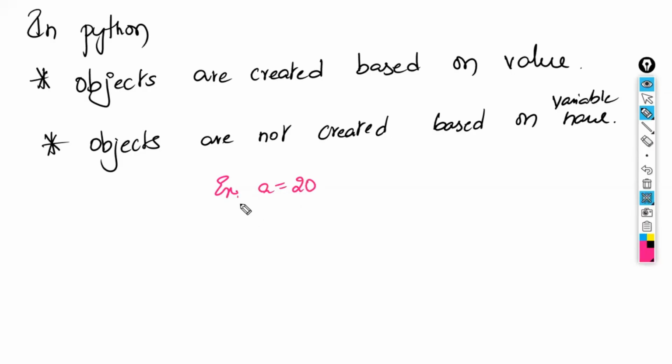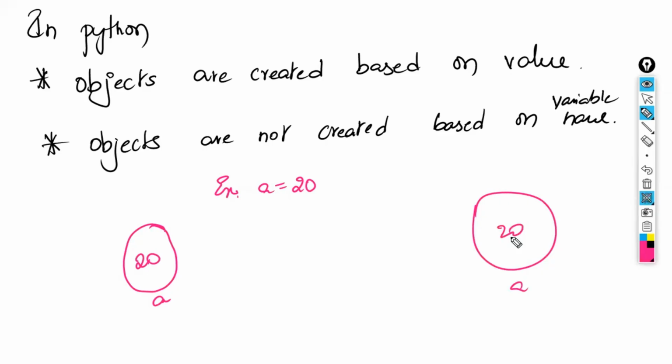If you are taking A is equal to 20, first it will create the object of 20. Based on the value, it will create the object, and later it is going to assign the name for that. Not in this way, first A followed by 20. You should not write in your notes like this. While writing also, you have to write 20 first. After writing 20, you write the letter A. Because in Python, the values are assigned based on the value, not based on the variable name.